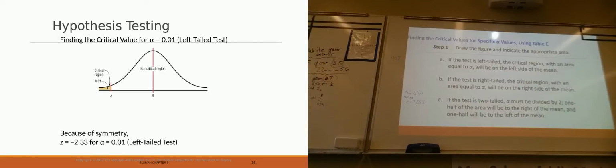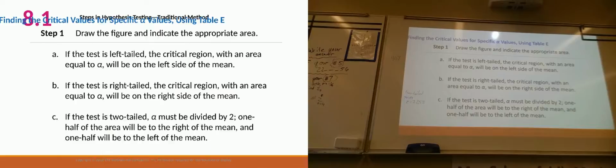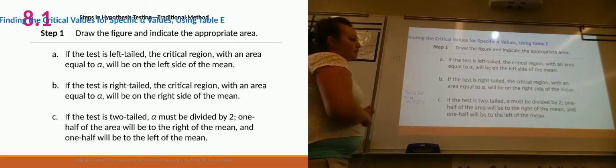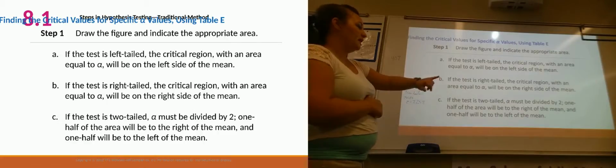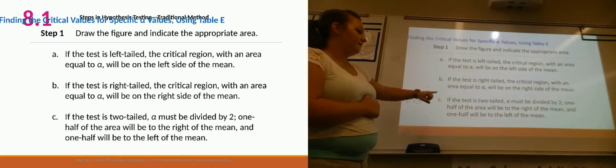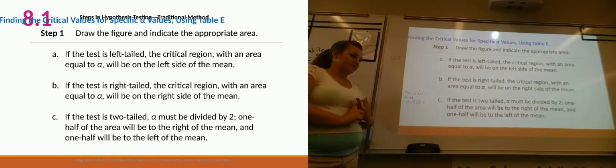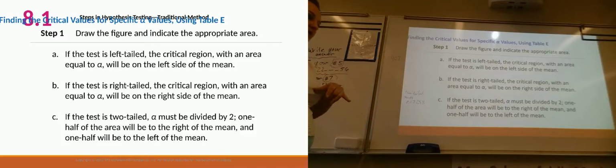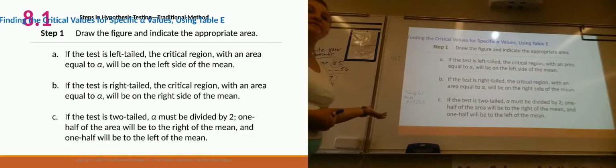Okay, if the test is left-tailed, the critical region with the area equal to A will be on the left side of the mean. If the test is right-tailed with an area equal to A, it will be on the right side of the mean. If it's two-tailed, the alpha must be divided by 2. 1/2 of the area will be to the right, 1/2 will be to the left.